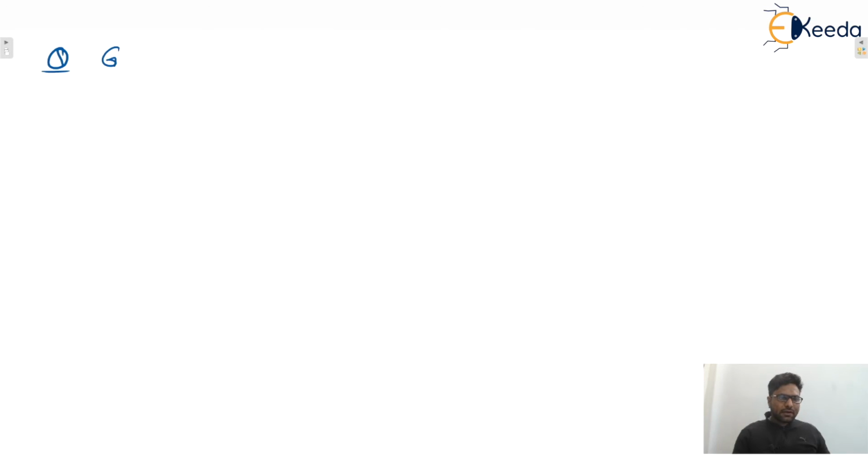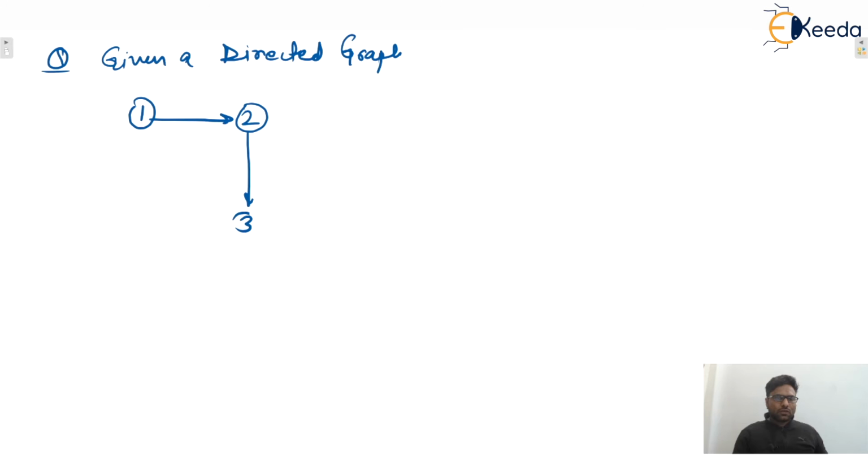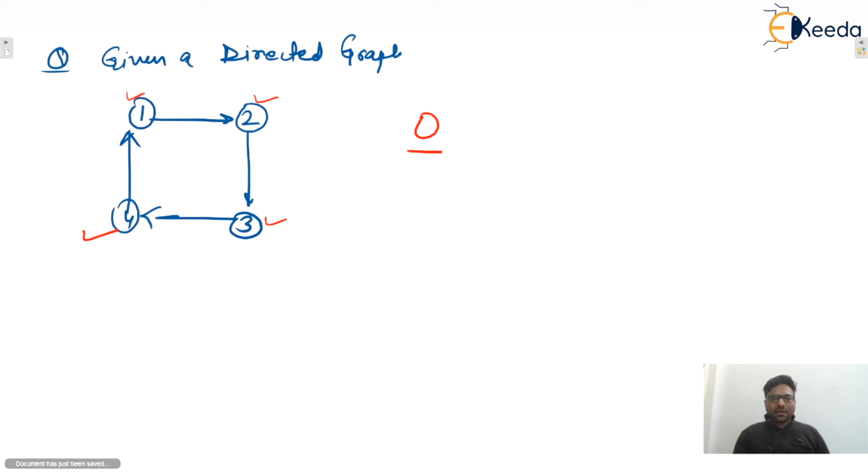Next question. Given a directed graph. Let's say one directed graph is given 1 to 2, 2 to 3, 3 to 4, and 4 to 1. Then my question is how many number of topological sorts will be there? Now you only tell me, yes, here answer will be what? 0. Why? Because here no node is there which has in degree equals to 0. Yes or no? No node is having in degree equals to 0. So no minimal element is present. So we cannot start with any node. So number of topological sort will be 0.